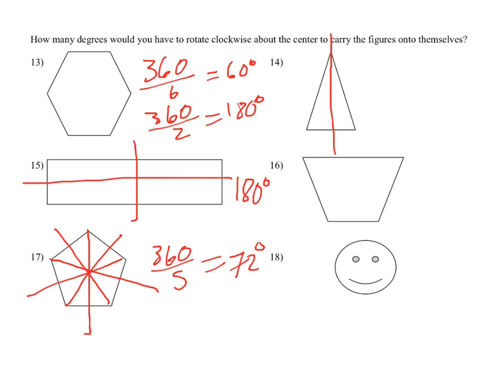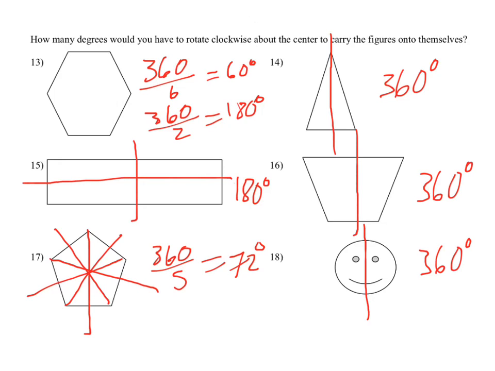14 has just 1 line of symmetry. So if you take 360 and divide by the 1, it stays out to be 360. It's going to be the same on 16 and on 18. So these are all 360 degrees. And that's going to be it for your solutions.